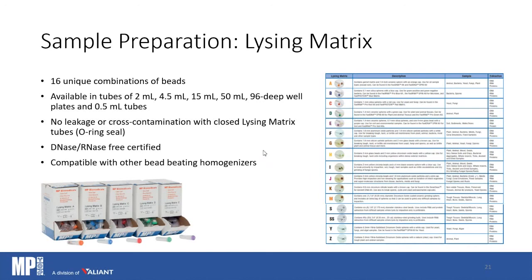The common size of lysing matrix tube is 2 ml, but larger volumes are also available. These tubes are sealed with O-ring to avoid leaking and cross-contamination, and they are manufactured under GMP and certified to be DNase and RNase free. Moreover, if you already have a homogenizer from another company, you can also use these lysing matrices because they are meant to be compatible with other homogenizers.